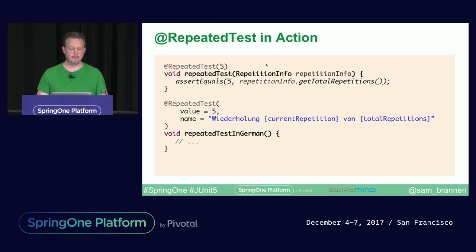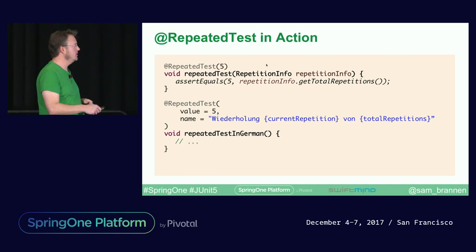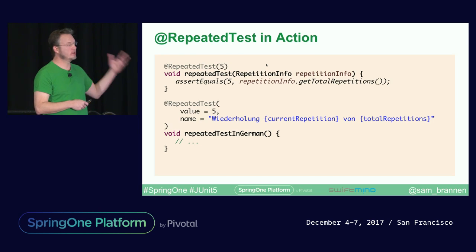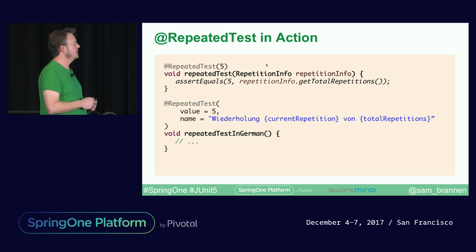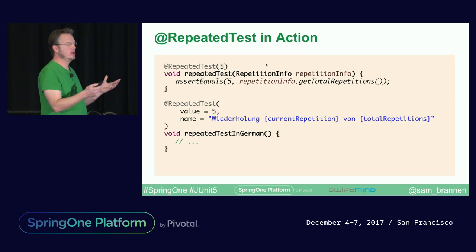So here's an example here, 2 examples. So we have @RepeatedTest(5) at the top up here, taking the repetition info and just checking what it is, but basically it'll just run that test multiple times. And here we have another one where we are changing the name. Maybe you want to change it to, this is German, Spanish, something else, or you might want a shorter format.